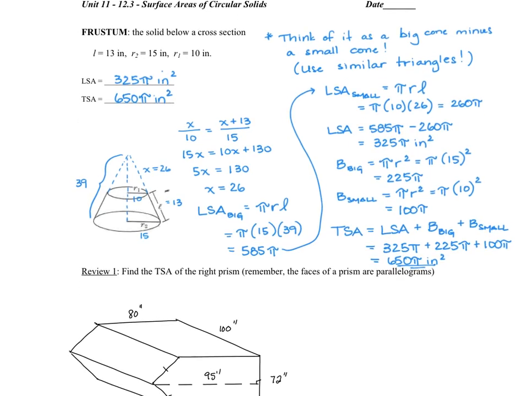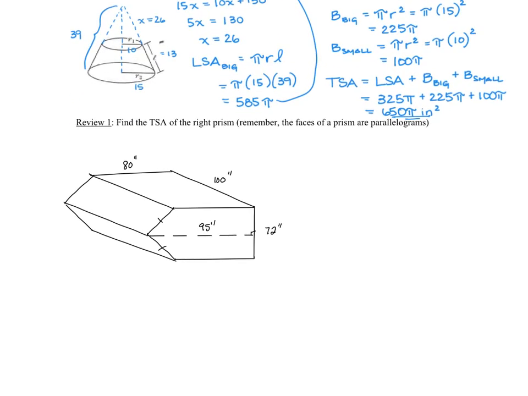There's one more review problem at the bottom of this packet, and it's to find the total surface area of the right prism. Remember that the faces of a prism are parallelograms, and the bases are what there are two of. So remember, it may not necessarily be what the prism is sitting on. The bases are what there are two of, and the faces are parallelograms. I'm going to let you give this one a shot. I'm going to tell you that the total surface area is 43,600 inches squared. Give it a go and see if you can get that.